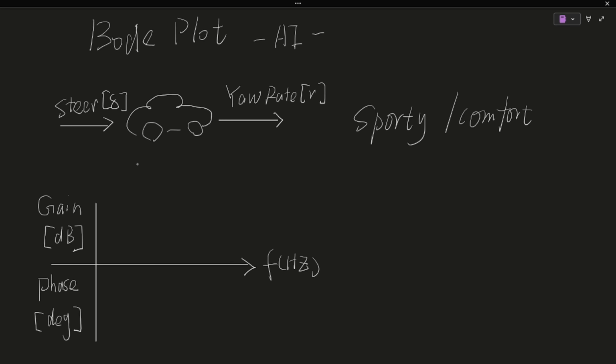In this example, we want to know the ratio of the output R to the input steer. We call it yaw rate gain. Usually, this curve looks like this. This is the gain curve. And here is the phase curve. This is 0. Let's explain about the curves.